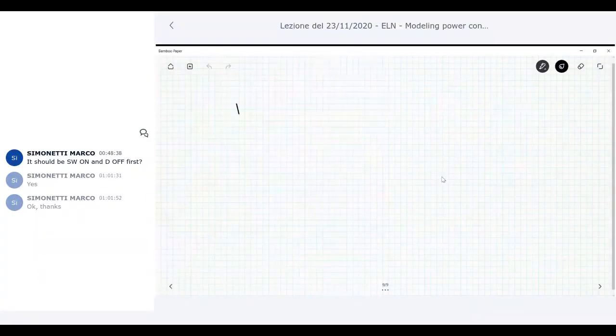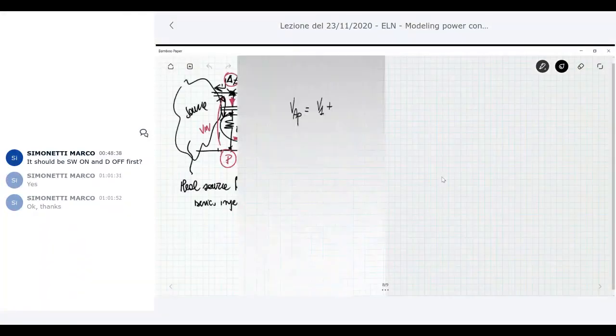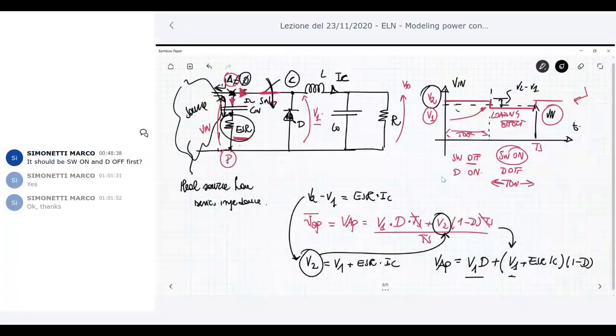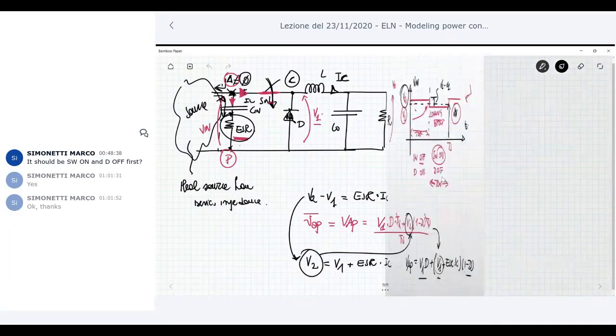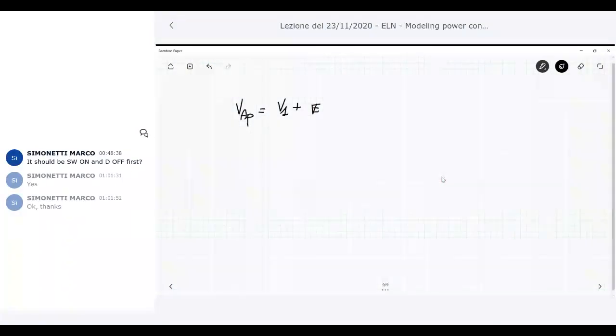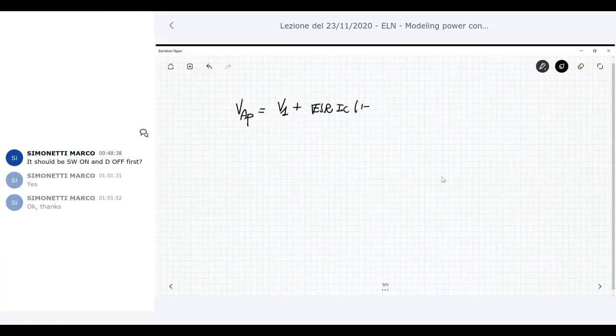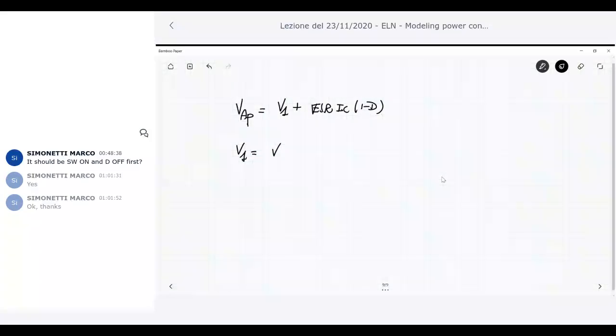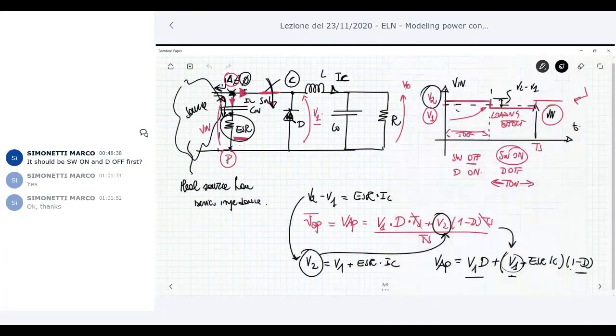Let me do a simple manipulation of this expression. V1 D plus V1 (1 minus D), and this simplifies, so we have just V1, plus ESR IC multiplied by 1 minus D. So we can say that V1 is VAP minus ESR IC multiplied by 1 minus D. This is V1.